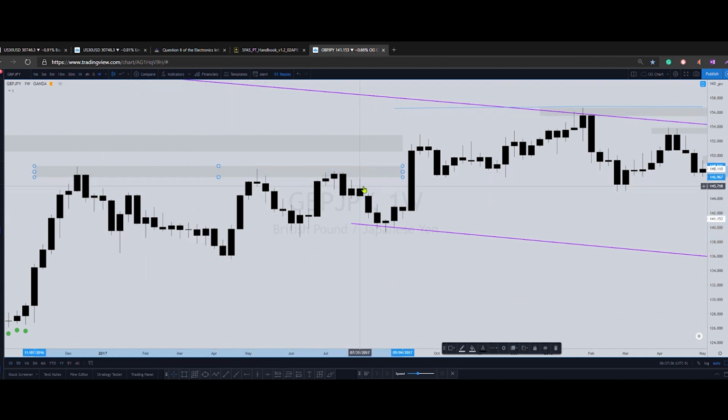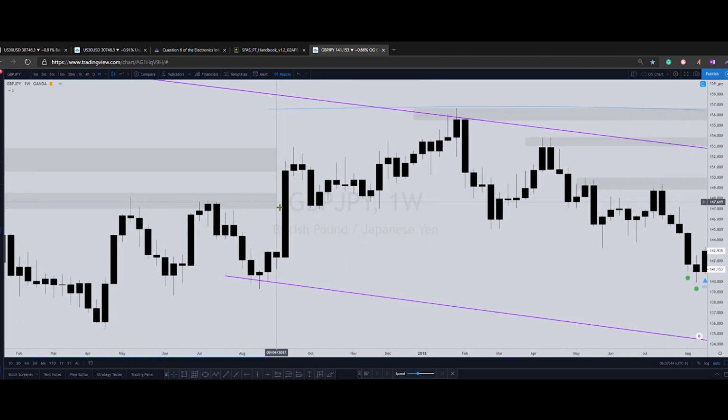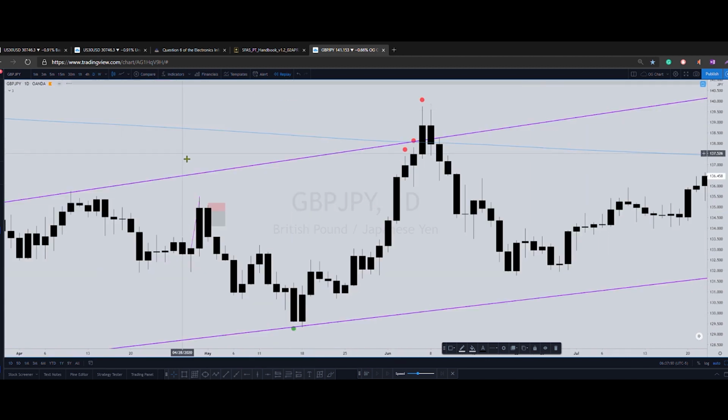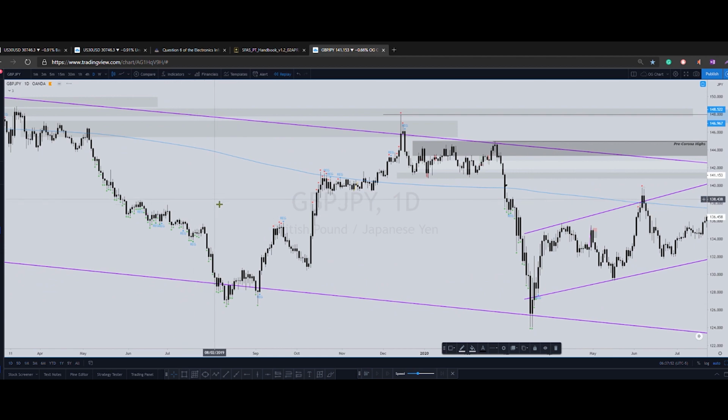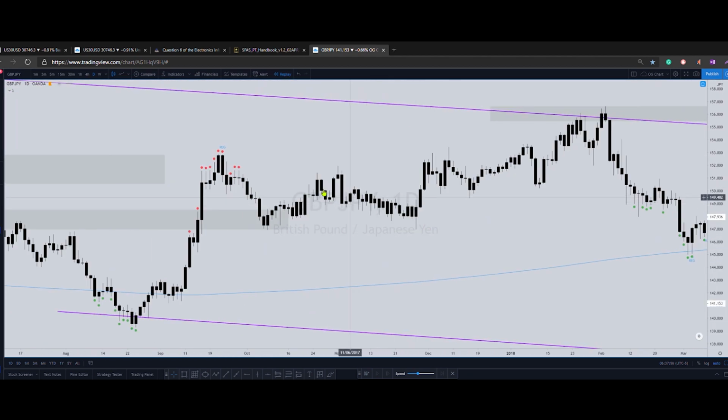It's rejected off of here 3 times. So if I were trading back then, which I actually was, and I saw this huge weekly candle breakthrough, I'd be looking for a break and retest of that zone. Where the hell did that go? Here it is. And then I would be looking for wicks on the daily or the 4 hour with rejections.